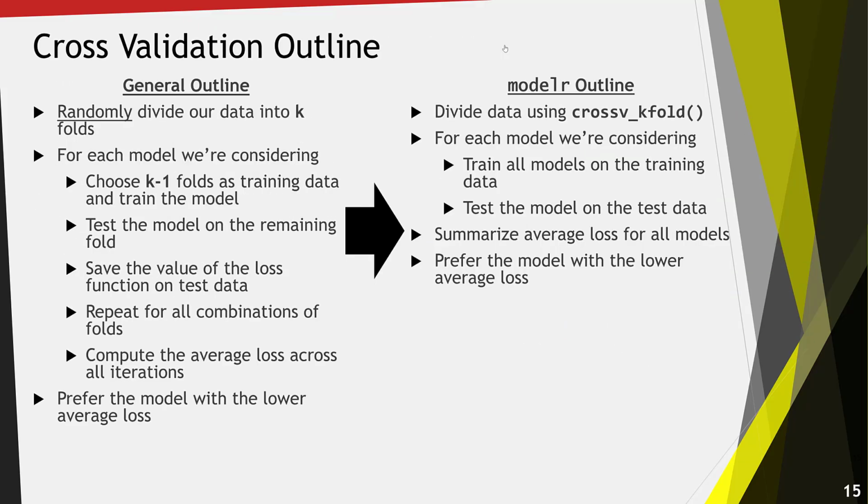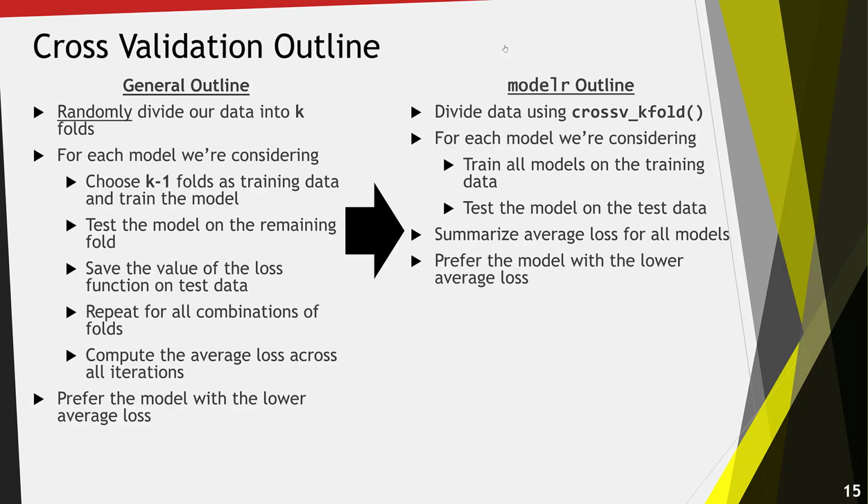How is this going to work in practice? Remember our general outline for k-fold cross-validation? We'll randomly divide our data into k folds, and then for each model that we're considering, we're going to choose k minus 1 folds as training data and train the model. We'll test the model on the remaining fold. We'll save the value of the loss function from that iteration, and then we'll repeat that process for every combination of folds. In the end, we'll prefer models with the lowest average value of the loss function.